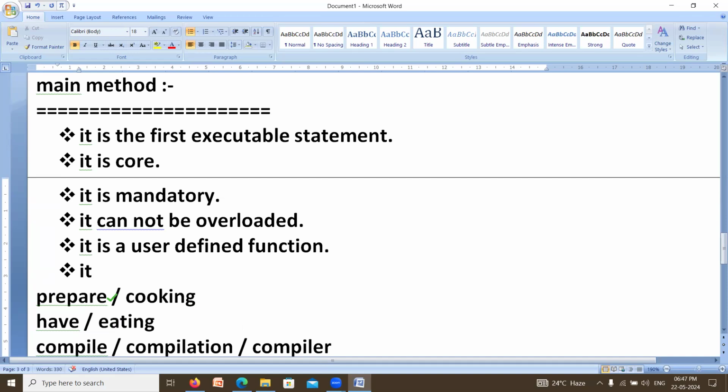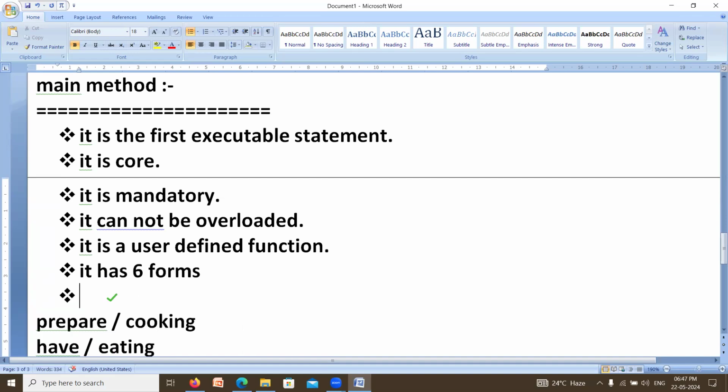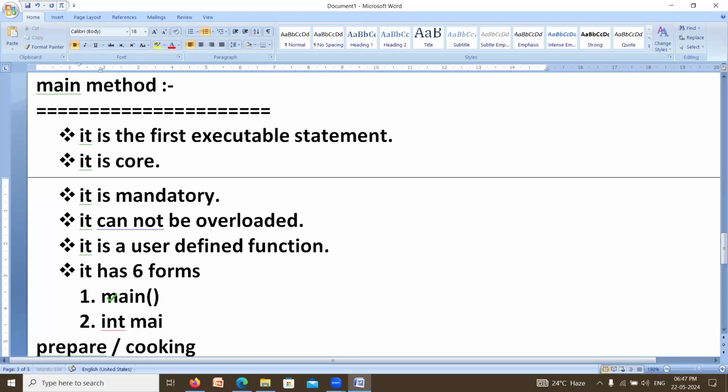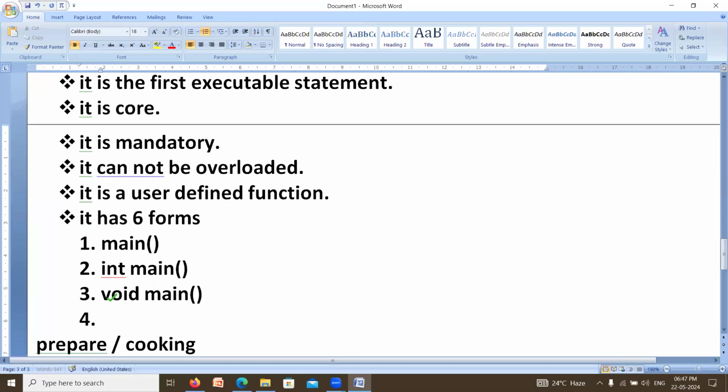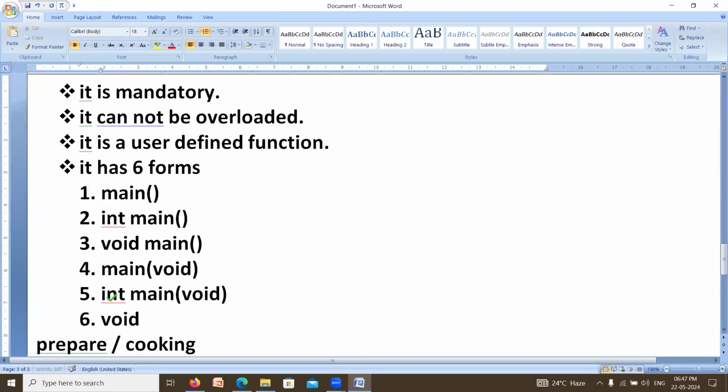We can write the main method in 6 formats. One is you can write just main, or integer main, or void main, or main of void, or integer main of void, or void main of void. In these 6 models, you can write the main method.